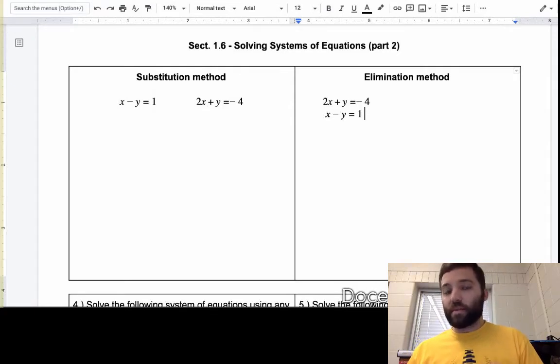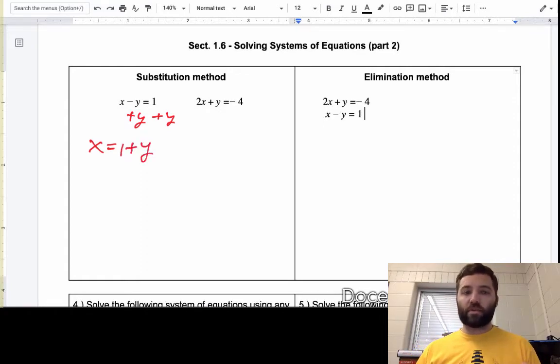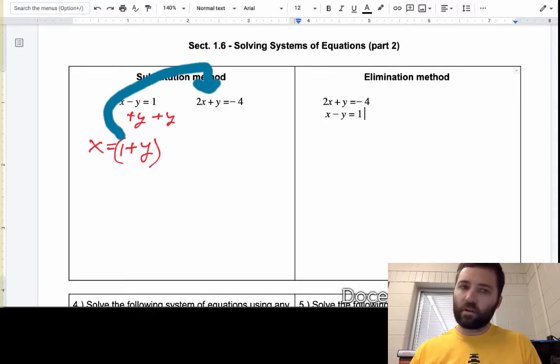This one, it doesn't matter if I start with x or y. Okay, so for this one, I'm just going to add y to the other side and solve for x. So I get this: x equals 1 plus y. Okay, so now I can take that 1 plus y, which is what x is equal to, and I can move it and put it in for x over here, right there. Okay, that was bad. Try again. I can take this and put it in for x right here. Okay, so I'm going to do that, and here's what it will look like.